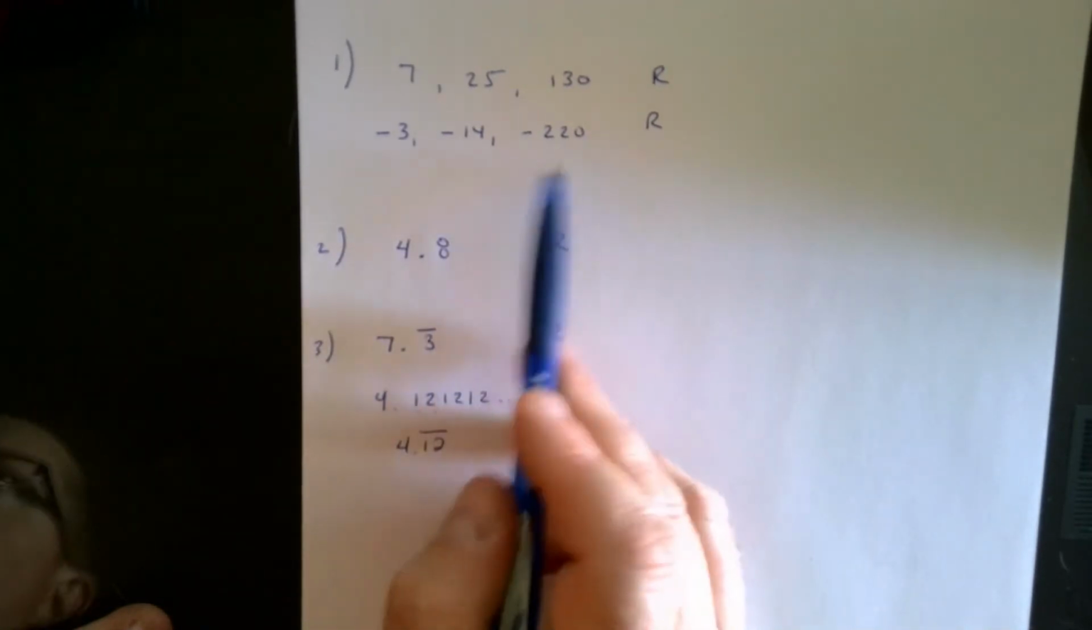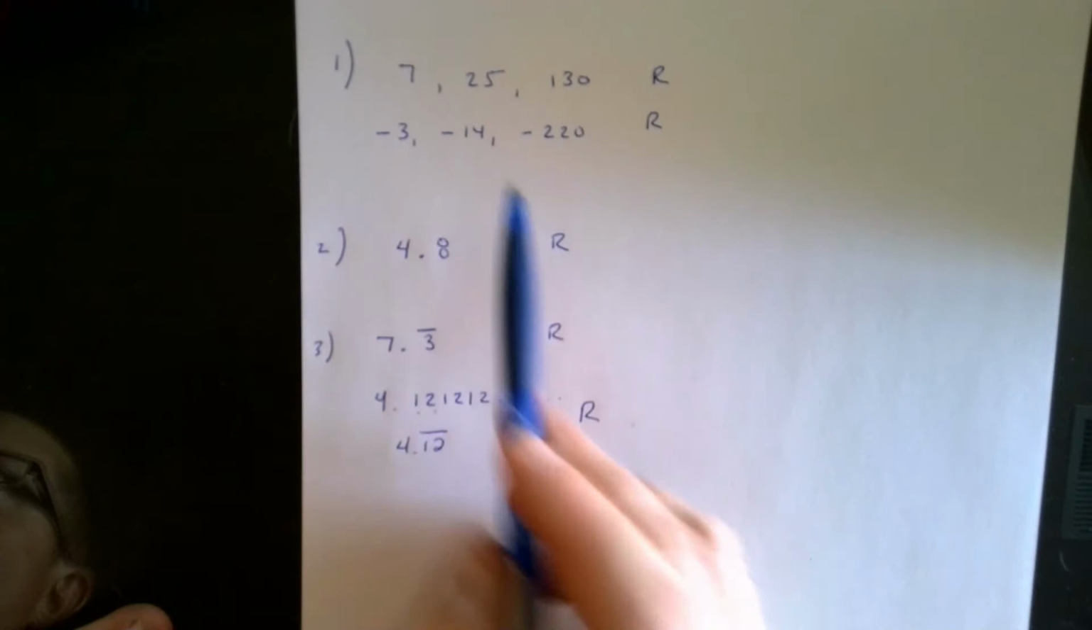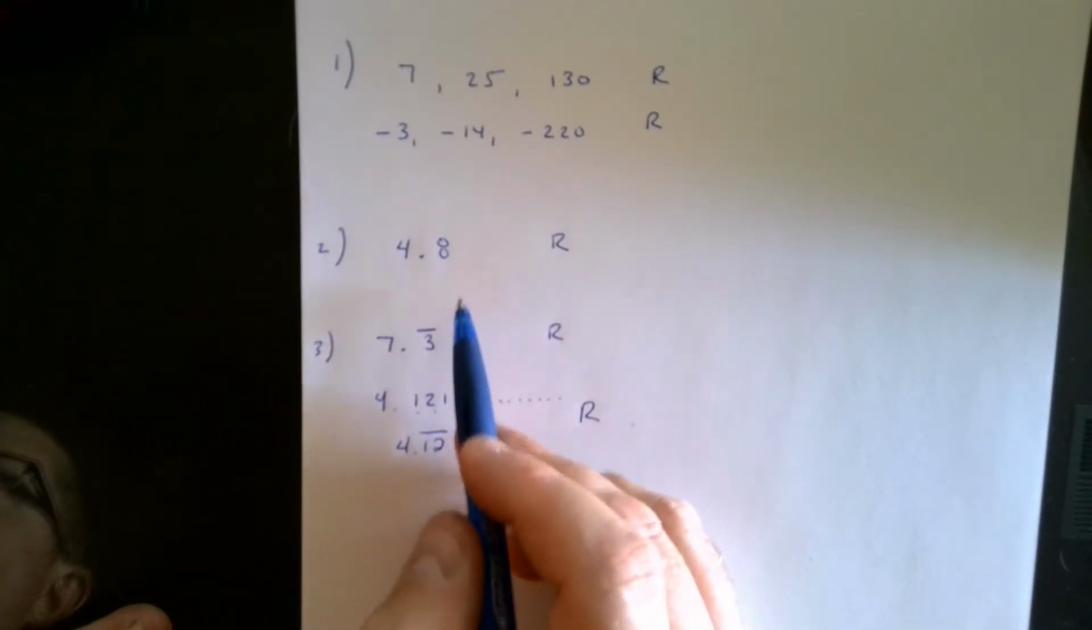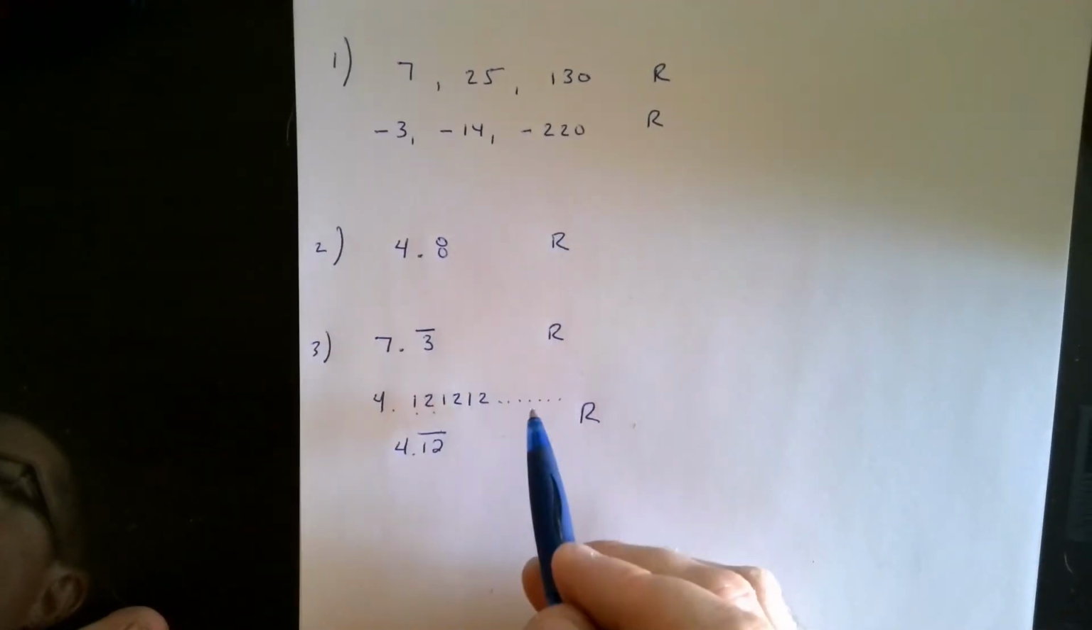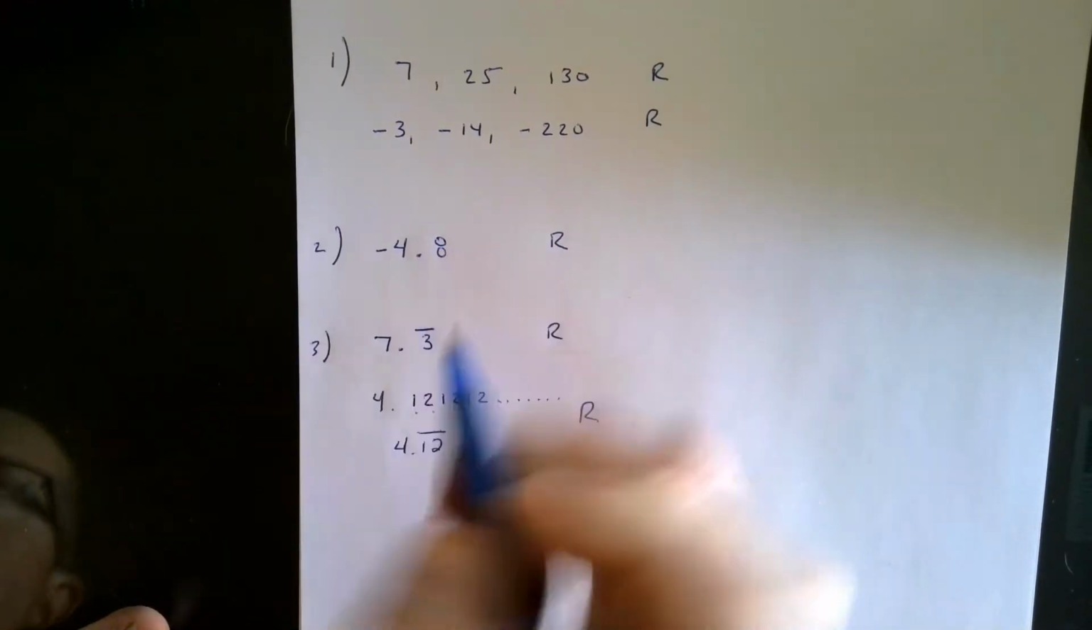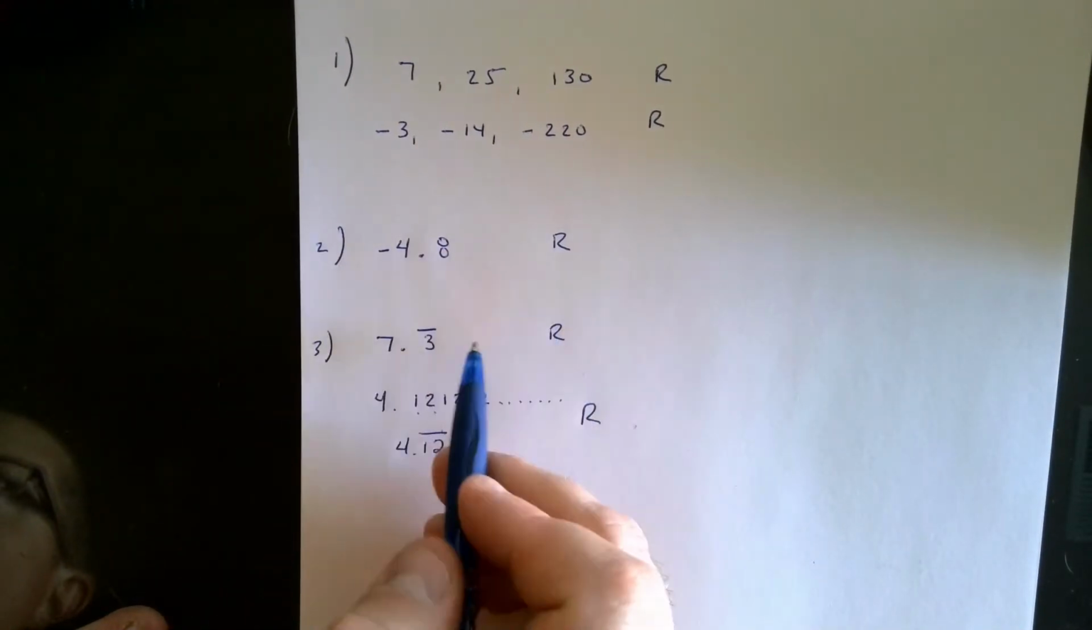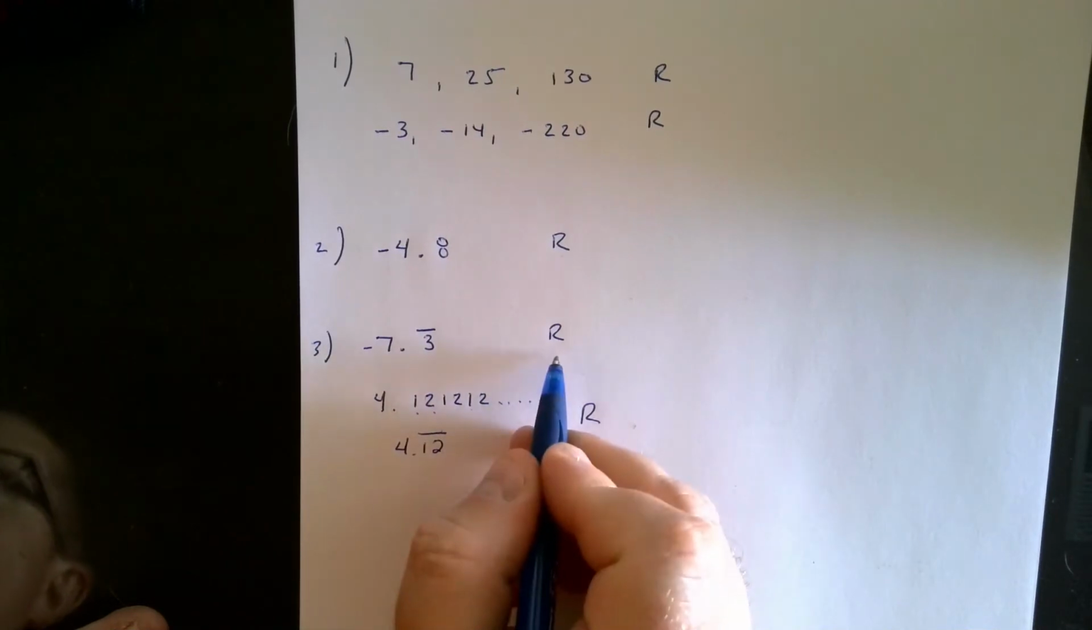Any number that stops, so a whole number, positive or negative, and if it's a decimal and it terminates or if it repeats, it is also rational. That includes if it was negative. So negative would still be rational.